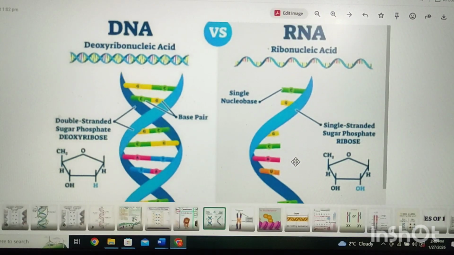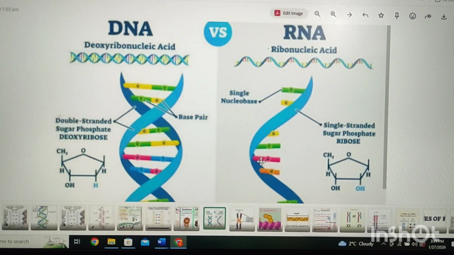The complete name of RNA is ribonucleic acid, as you can see in the picture. It is single-stranded. Ribose sugar is present in its strands along with the phosphate. Phosphate is present, and side by side the ribose sugar, not the deoxyribose that we discussed in the DNA strand manufacturing. After that we come to the nitrogenous bases. Nitrogenous bases are present, but here thymine is replaced by uracil.